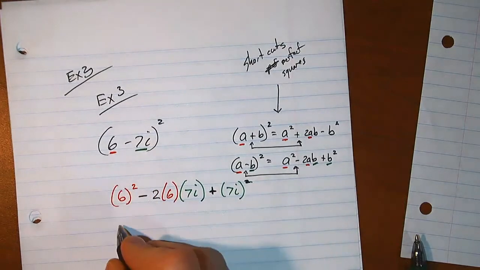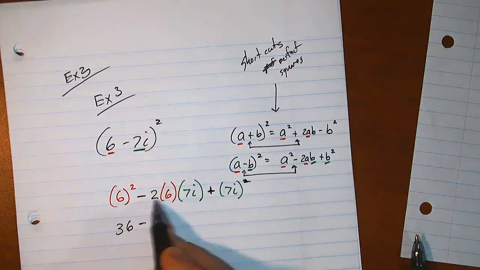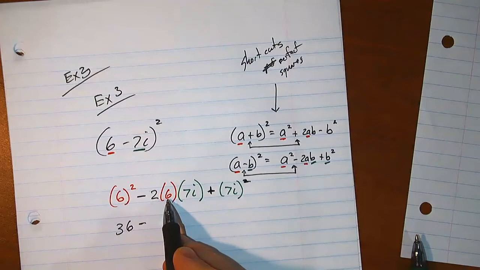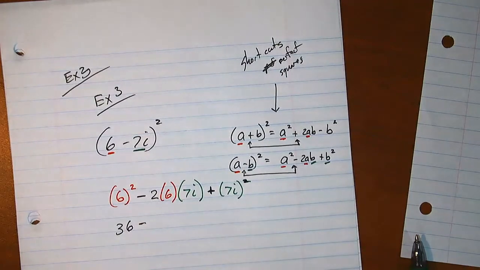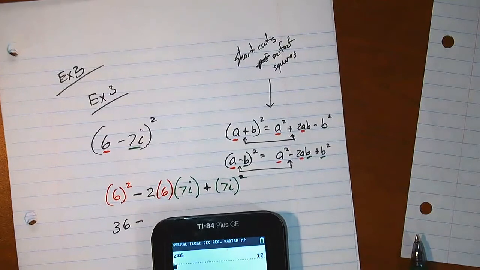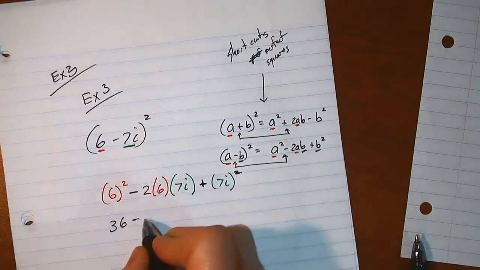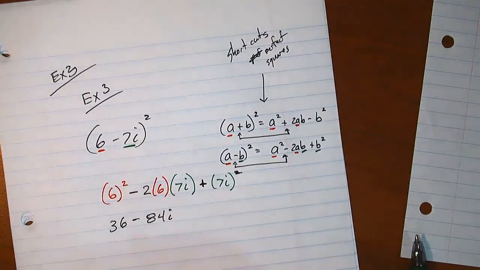Okay, so now we go through and we simplify each one of these things. So 6 squared, that's 36, minus 2 times 6 is 12. 12 times 7, I don't remember what 12 times 7 is. So 2 times 6 is 12, times 7 is 84. So this middle part becomes an 84i.